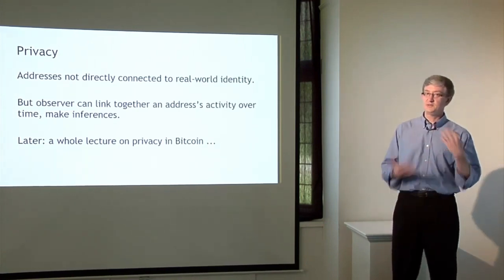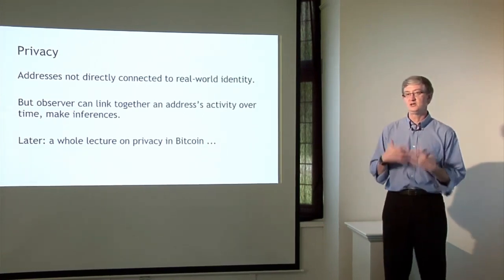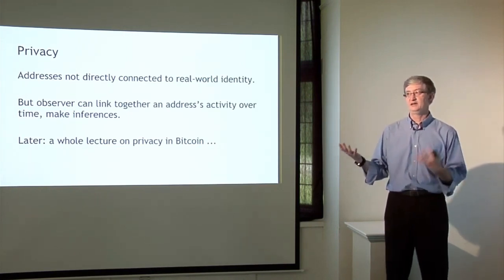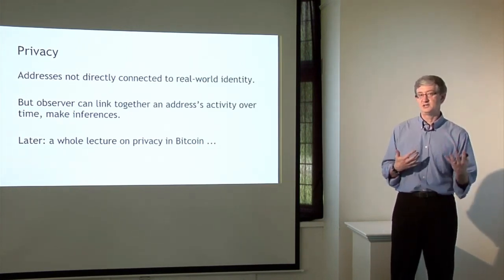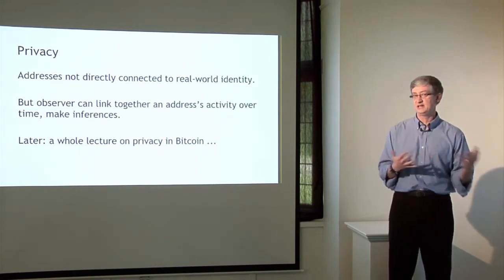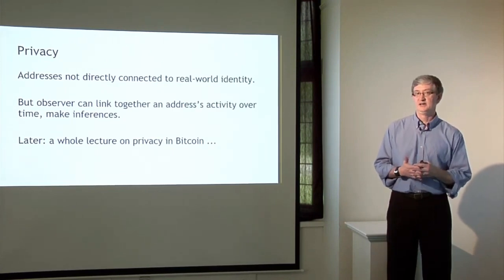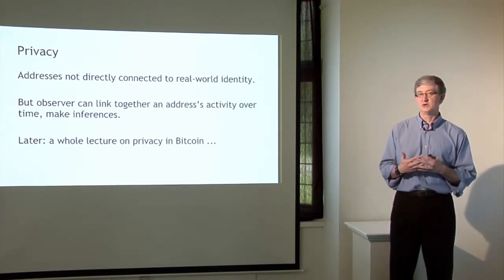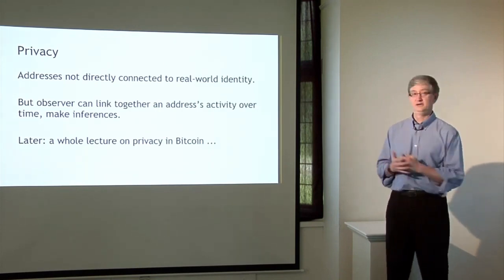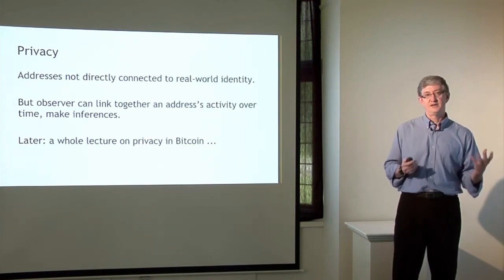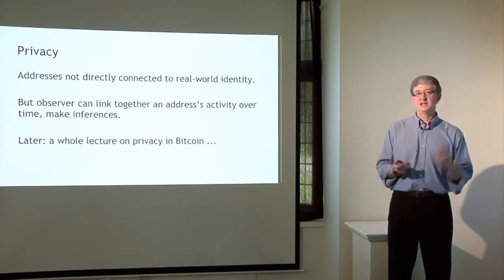And so an observer can link together these things over time and make inferences. And so this balance between, on the one hand, there being no initial tie to real-world identity, and on the other hand, a pattern of behavior of an address emerging over time, and the question of what can be inferred and which dots can be connected, that gets pretty complicated. And that's really the question of privacy in a cryptocurrency like Bitcoin. And there's a whole lecture about that later on, so I'm not going to steal the thunder of that lecture. I just want to give you an idea of how decentralized identity makes privacy a complicated question.